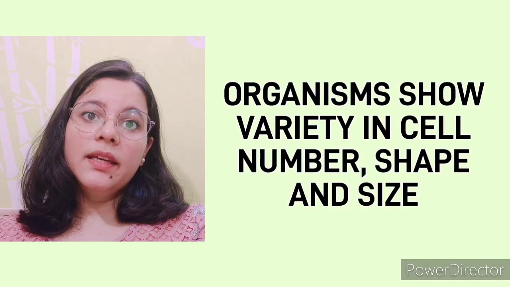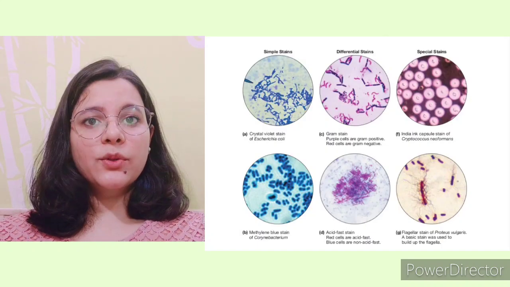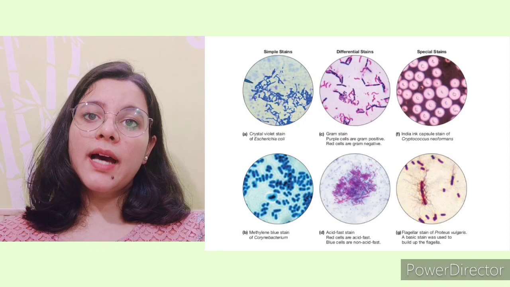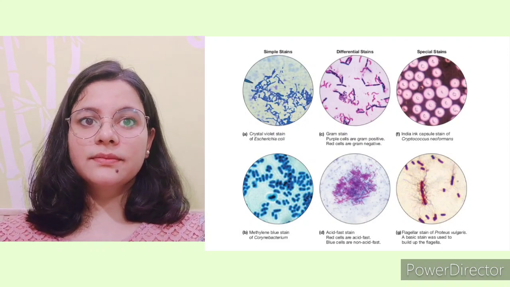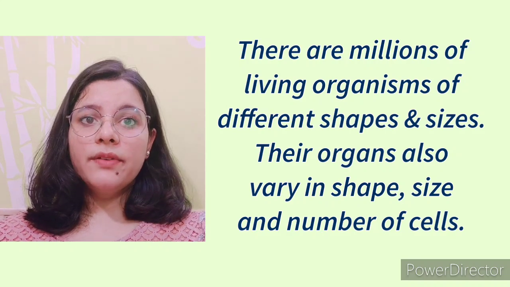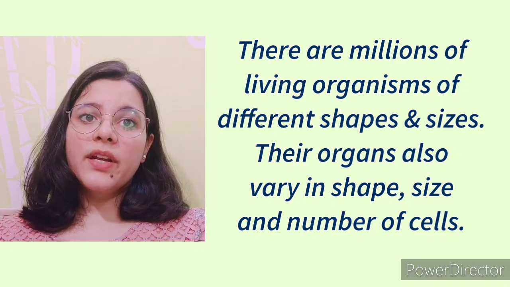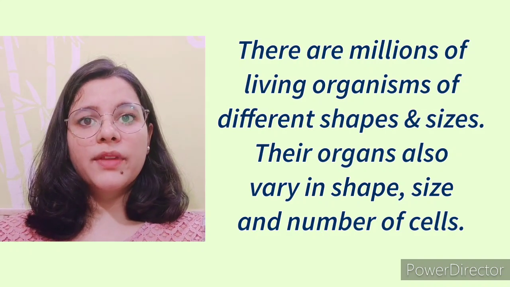Organisms show variety in cell number, shape, and size. Scientists use microscopes to observe and study different cells. They use stains or dyes to color parts of the cell to study the detailed structure. There are millions of living organisms of different shapes and sizes. Their organs also vary in shape, size, and number of cells. Let us study some of them.